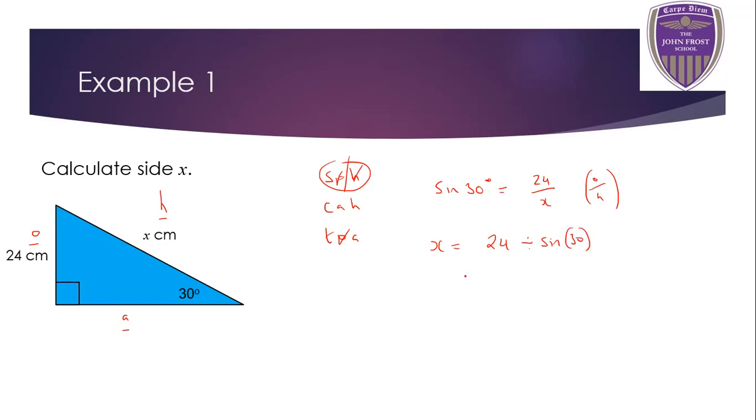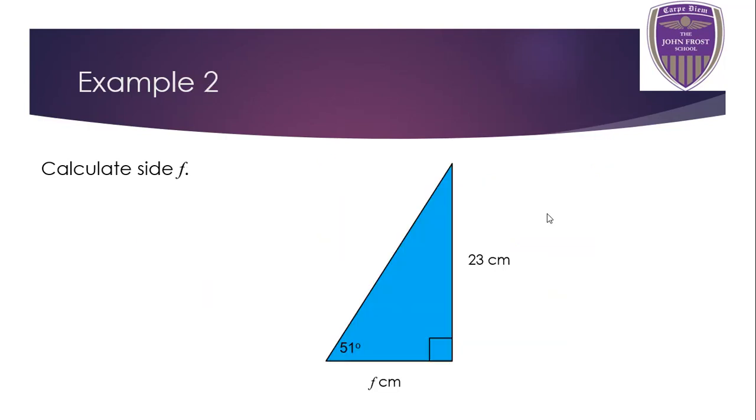Okay, and if you do 24 divided by sine 30 on the calculator, you get back 48 centimeters. And if you did do by mistake 24 times sine 30, you would have got 12, but that's got to be wrong, you see, because 12 is less than 24, and H is always the longest side. So you can check a little bit there. Right, when the unknown's on the bottom, you divide. Okay, on top you multiply. Remember, on top times, on bottom divide. Example 2 then, pause it, have a go, come back when you're ready.